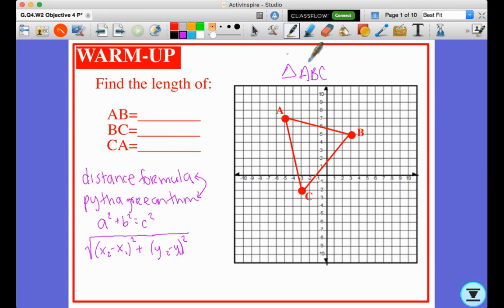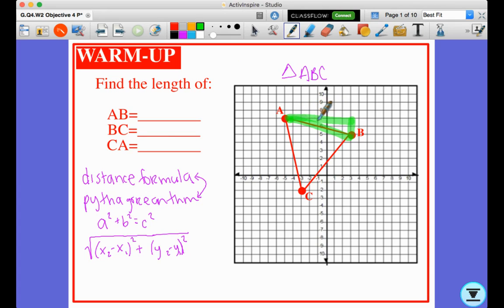So we're going to be applying that over here. I'm going to choose to use the Pythagorean theorem because I have a picture. I'm going to find the length of AB first. So I'm going to create this right triangle right here and then work through that. I'll use these different colors.